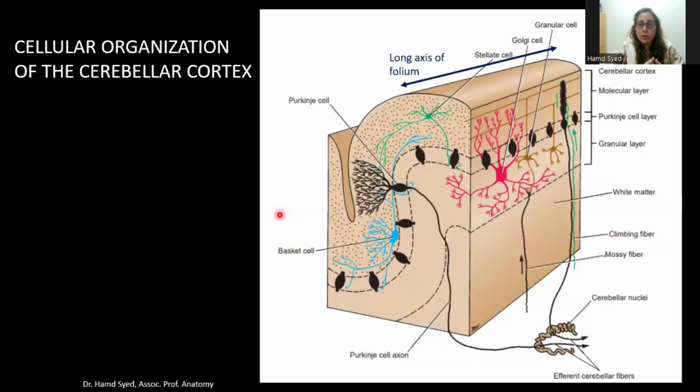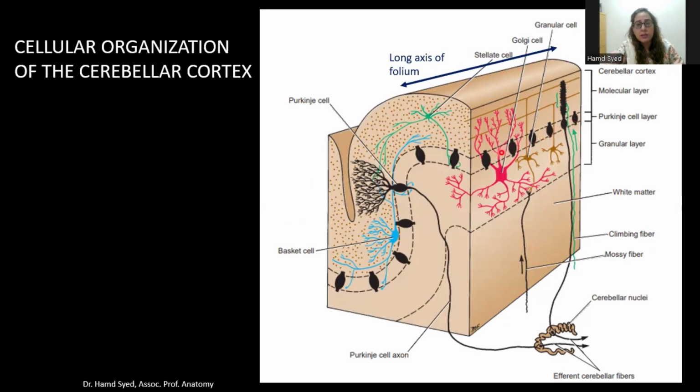Now, here is a pictorial representation of the layers of the cerebellar cortex, that is the gray matter, and we're going to look at the different cell types within it. Like I told you, there are three basic layers. The outermost or most superficial one is the molecular layer, and then beneath that is the layer of the Purkinje cells. These are the most conspicuous or prominent cells in the cerebellar gray matter, which helps us in identifying cerebellar cortex.